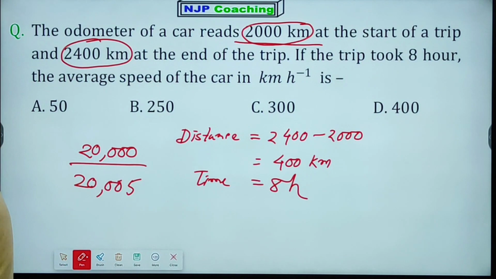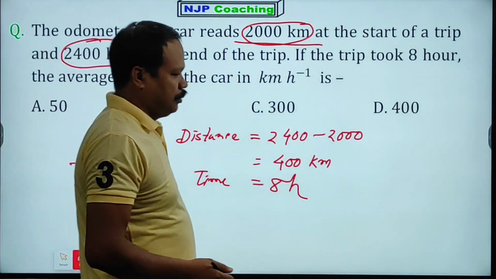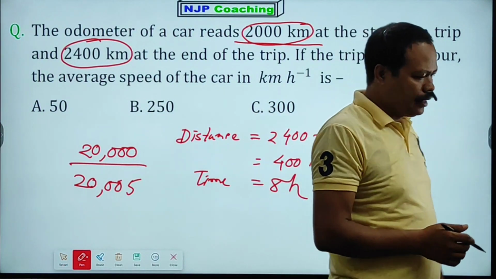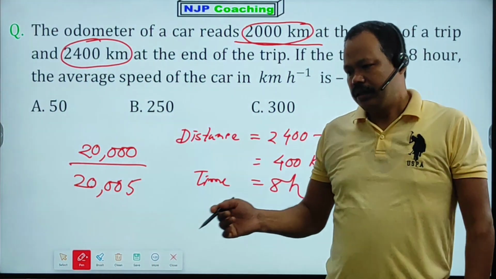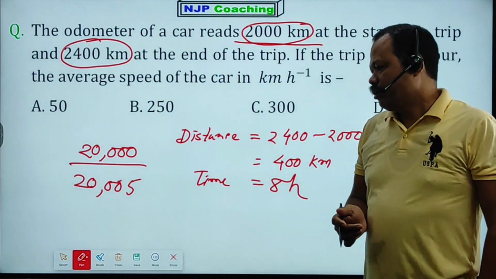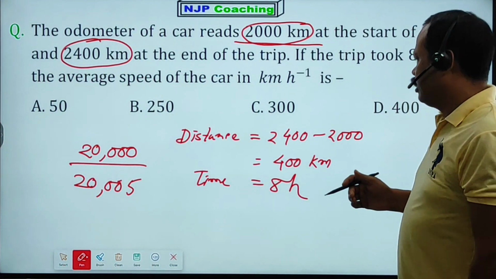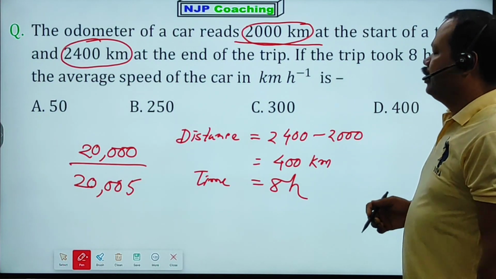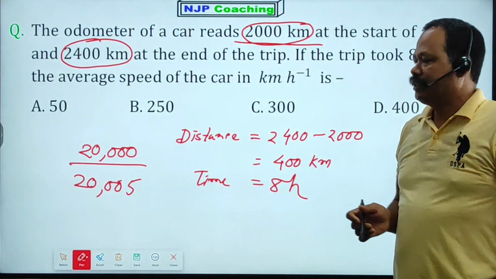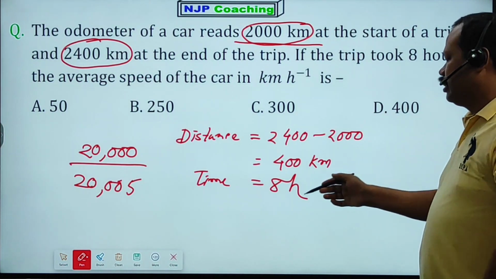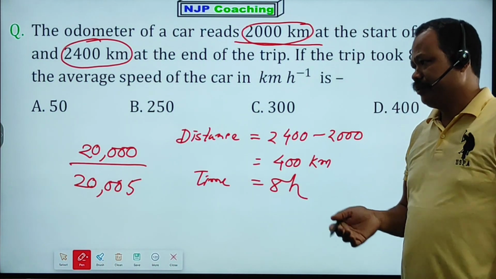The average speed of the car in kilometer per hour, okay. It is not asked that you have to find the speed in meter per second. That means not in SI unit. No need to convert kilometer and hour to meter and second.